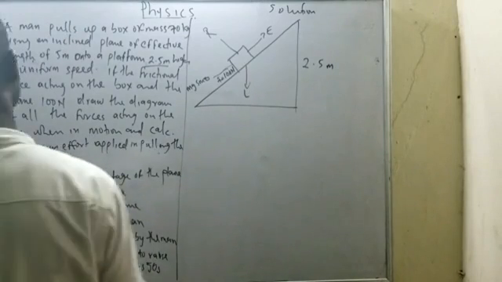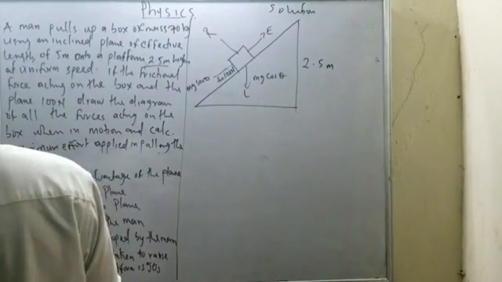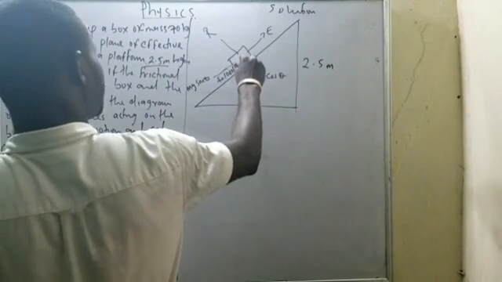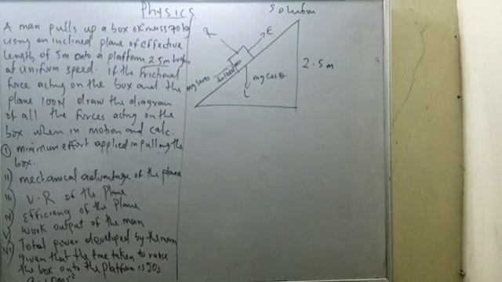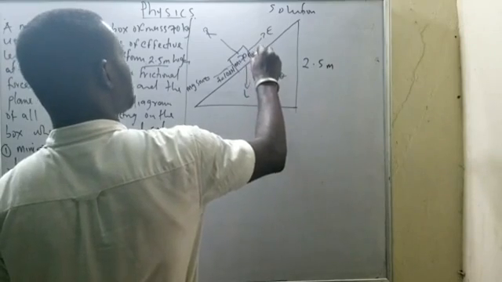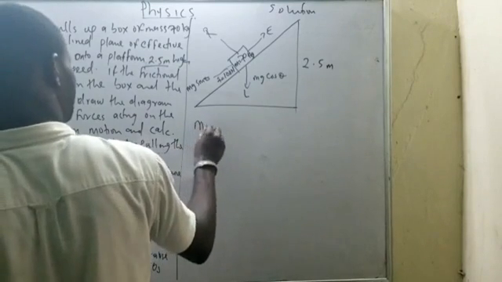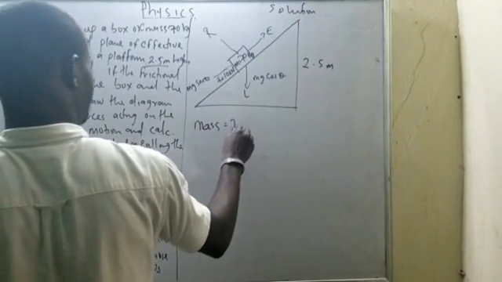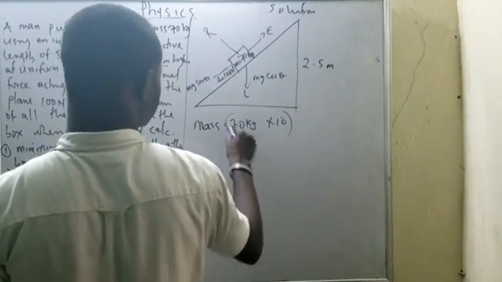Also here will be mg cos theta, which involves my mass. The mass is equal to 70 kg. Now, since I have it this way, let me quickly explain. My mass, 70 kg, will be weight, which is multiplied by, now it has become weight.